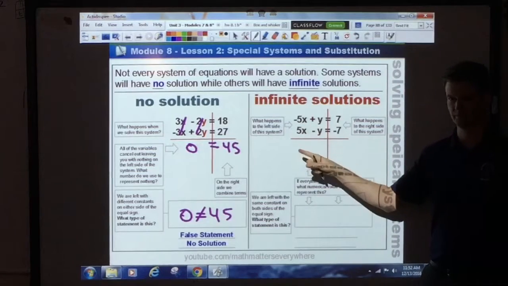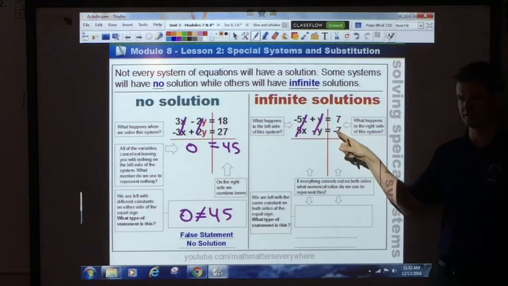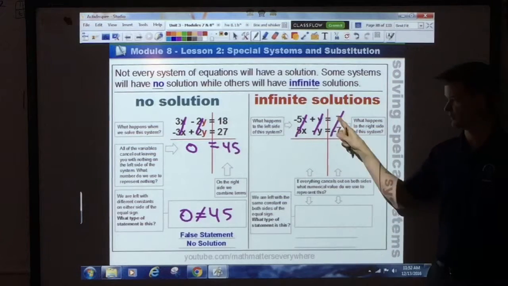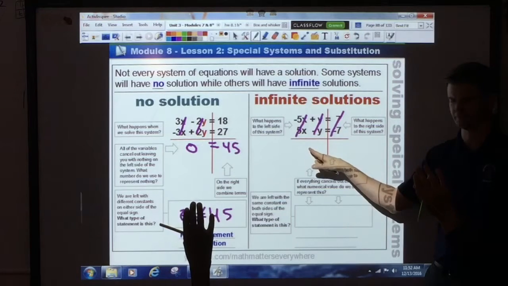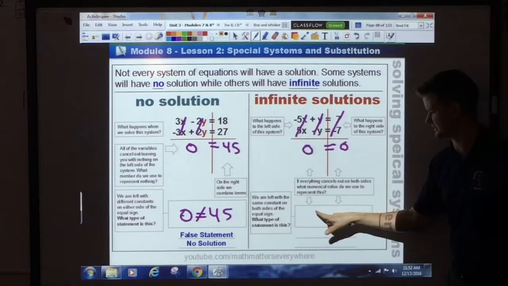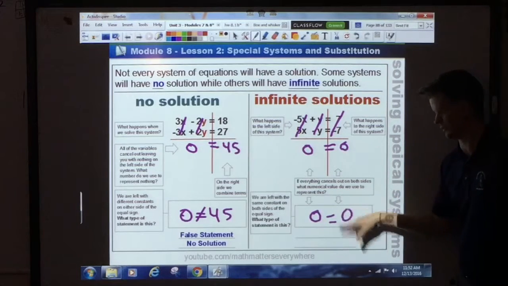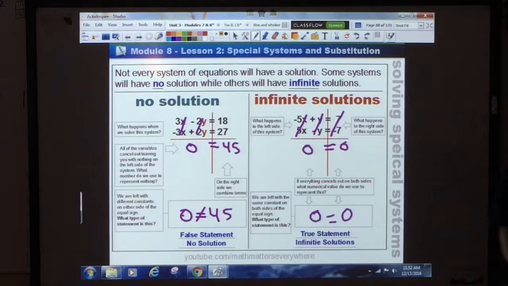So as we work from left to right, let's see what happens here. What happens to the x's? They cancel out. What happens to the y's? They cancel out. What happens to the constants? They also cancel out. But we need something to indicate all this cancellation, all this emptiness. What number would go here, class? 0. What number would go here? Zero. Does 0 equal 0? Yes, it does. That is a true statement. That system has infinite solutions.